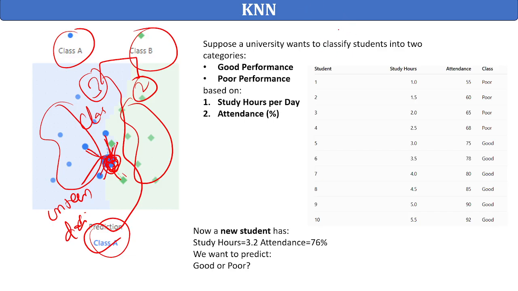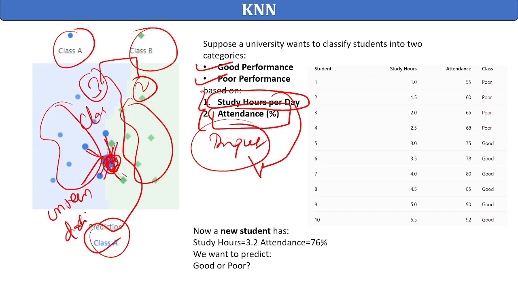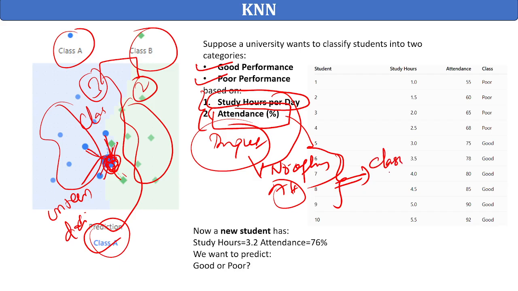We want to classify a student into two categories, good performance or bad performance, based on how many hours they have studied and their corresponding attendance. So in the input, we have one feature, the number of hours, and second, the attendance. For this, the target value is the class, either poor or good. This is the whole agenda of the problem.